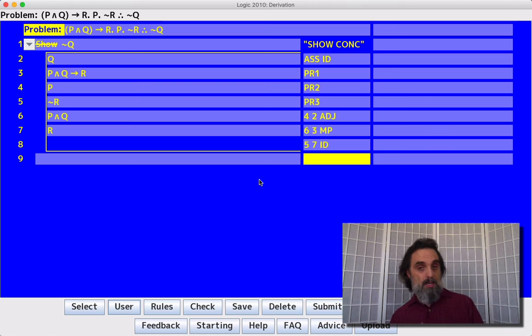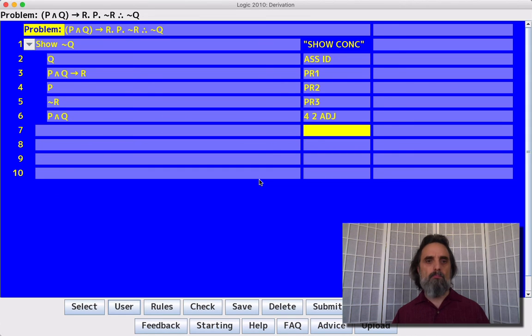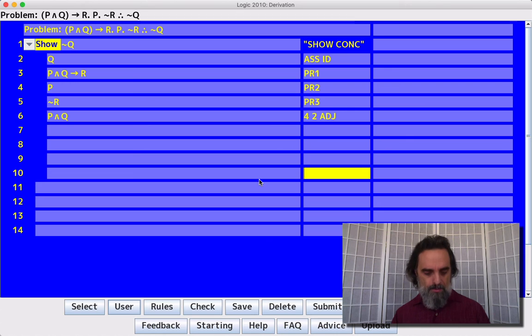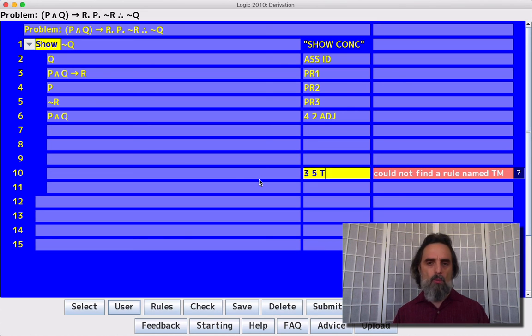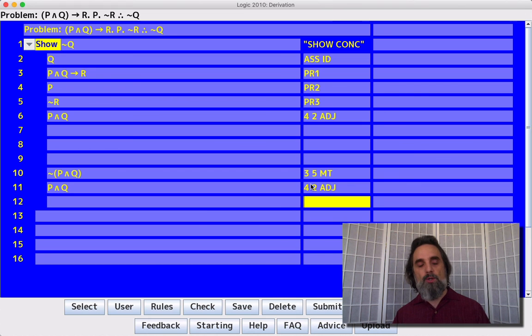Both of these ways are slightly tricky maybe. When we did it the first way, where we did the MT, we said 3, 5, MT. Then we had to figure out, oh boy, what am I going to do with this? Well, the only thing we can do with that right now is cite it in ID with the contradiction, and so we built the contradiction 4 and 2. So that's one way to do it, or you can do it this way.